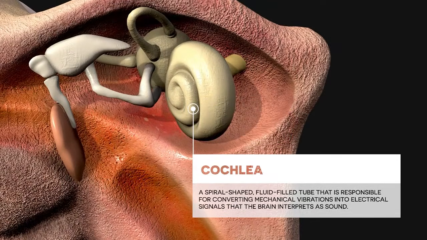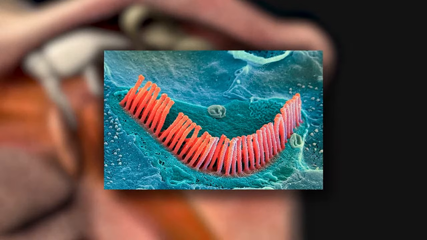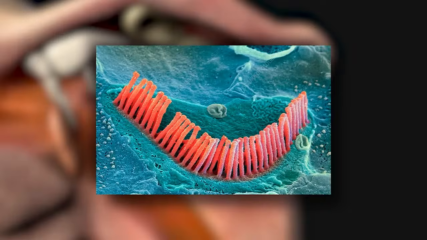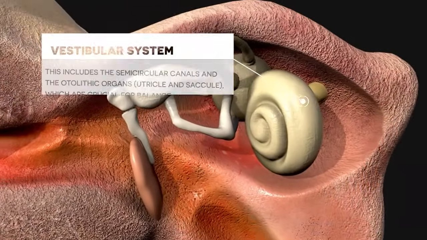Cochlea, a spiral-shaped, fluid-filled tube that is responsible for converting mechanical vibrations into electrical signals that the brain interprets as sound. It contains tiny hair cells that move in response to fluid vibrations, creating nerve impulses. Vestibular system.